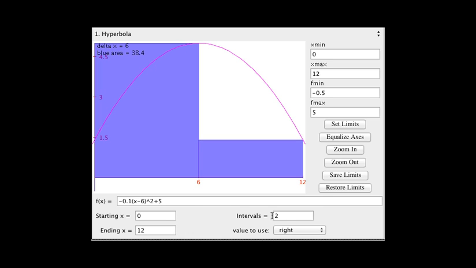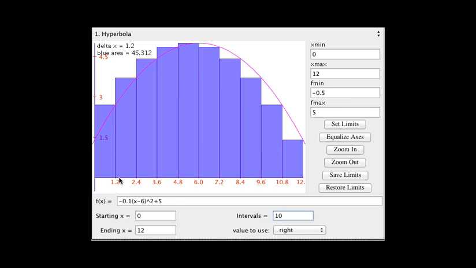If I increase this to 10 intervals, then you'll see that you get 10 subintervals. So it's divided, because it was from 0 to 12, into 10 intervals of 1.2 each, and it's calculated the height, and now it's adding all these up, and you can see that the total sum is about 45.